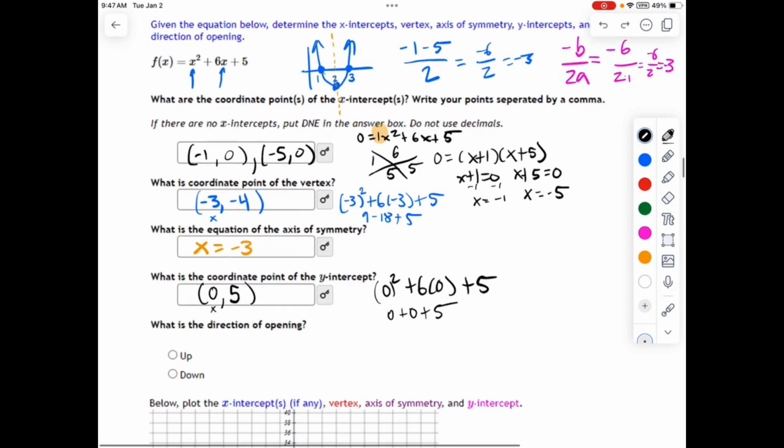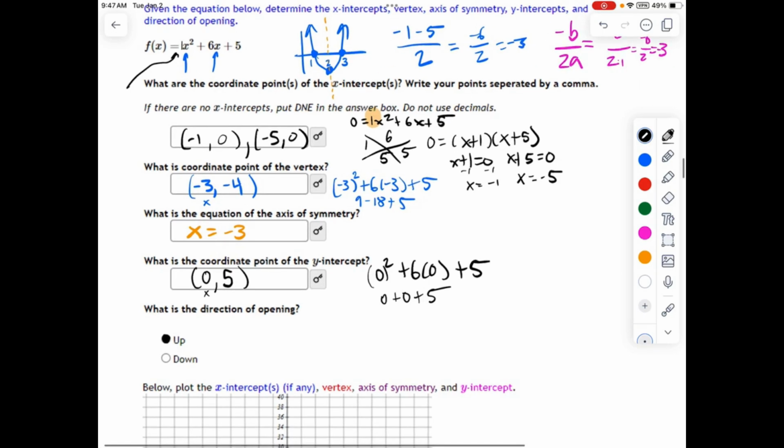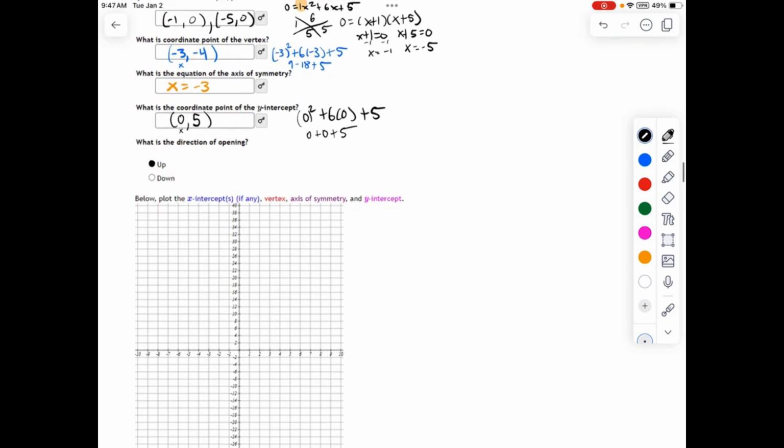Almost there. Direction of opening, we're going to be going up. How do we know? Our leading coefficient, our 1 in front of the x squared, is a positive number. Positive is up. If it was a negative number, it'd be going down. And that's all the information.